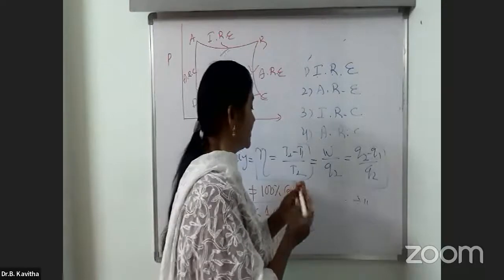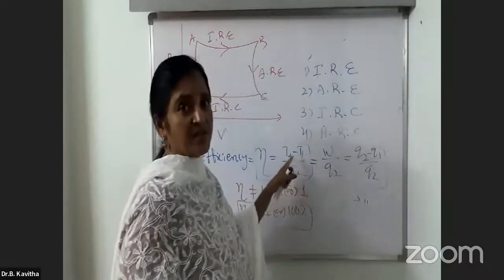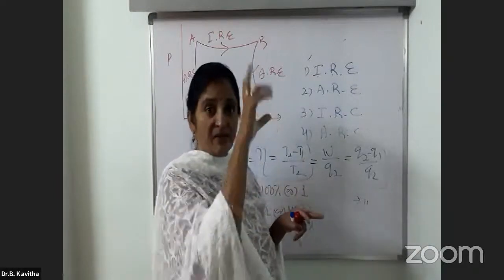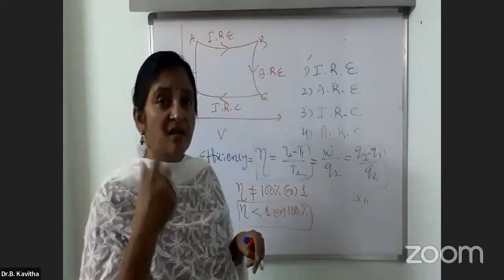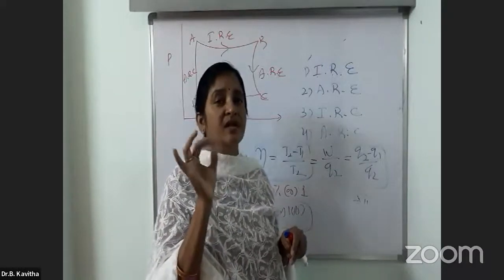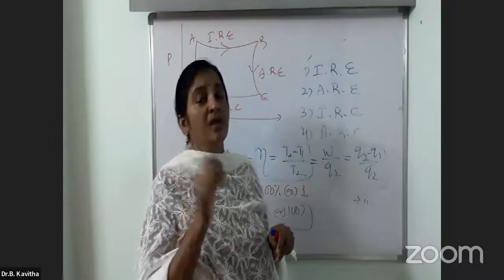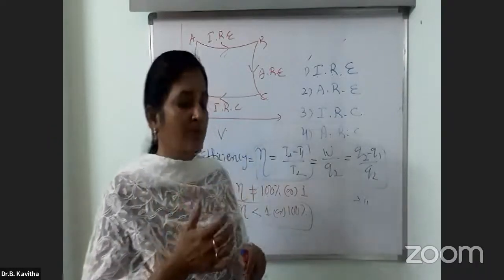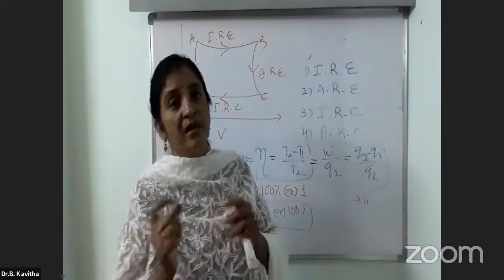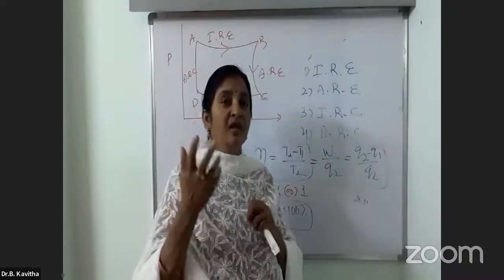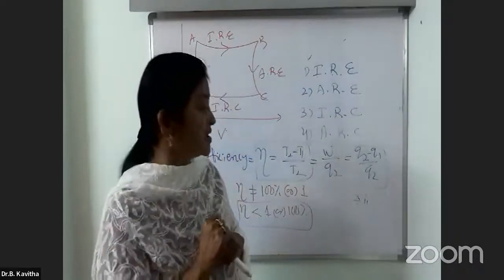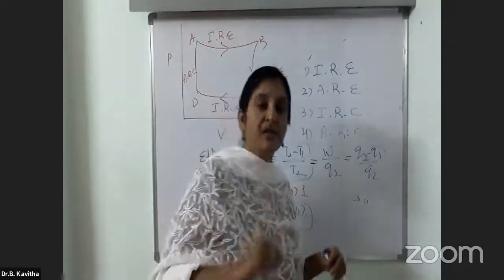Here, T1 is the sink temperature, and T2 is the source temperature. If the temperature difference between the source and sink temperatures is very high, then more heat will be converted into work. Only then will more amount of heat be converted into work. So that is about the efficiency of the heat engine.